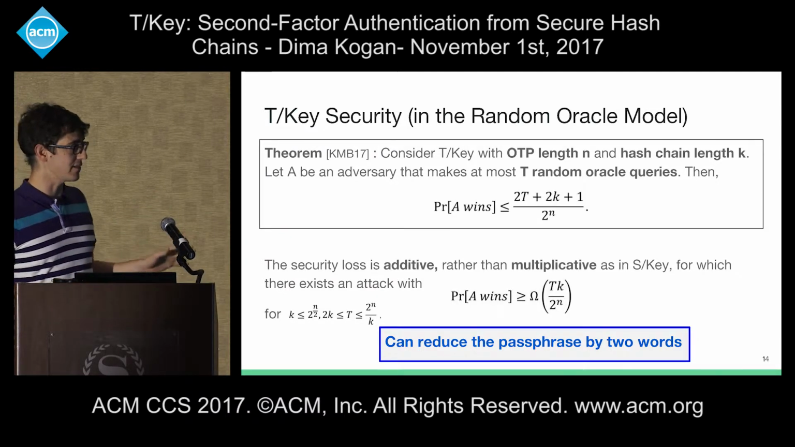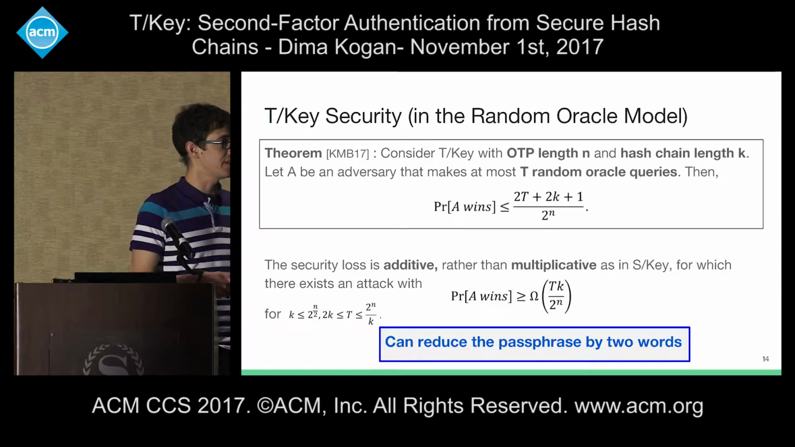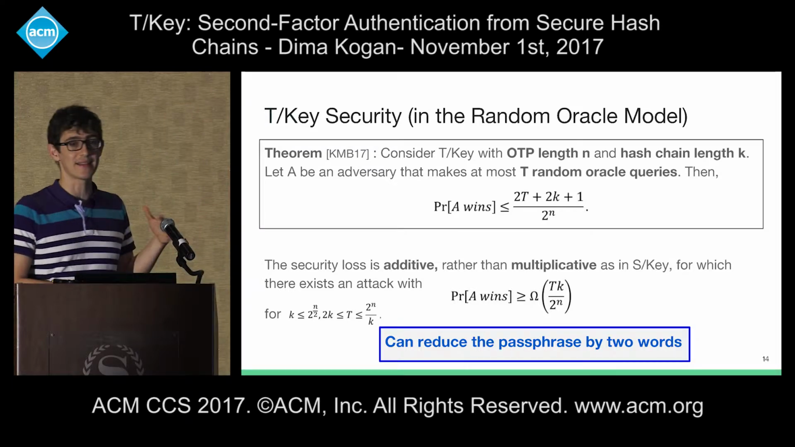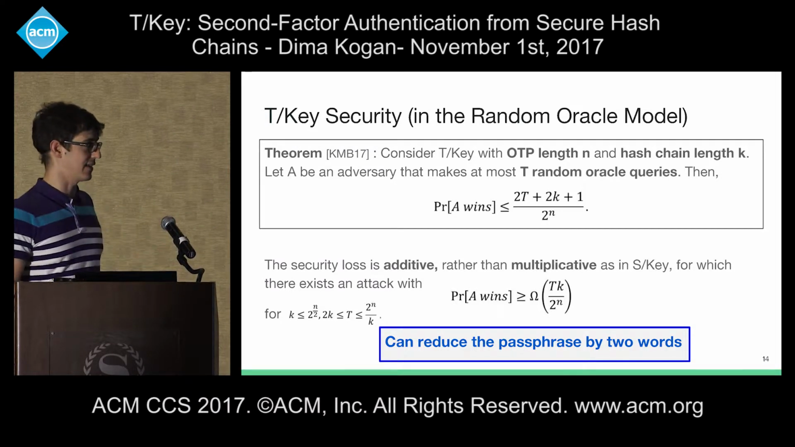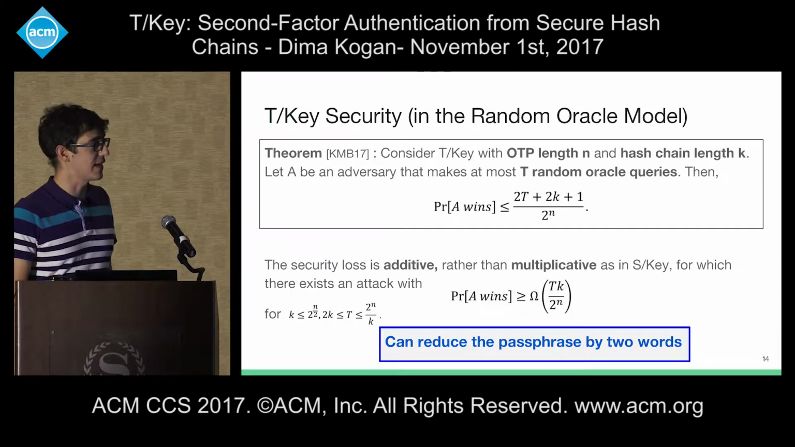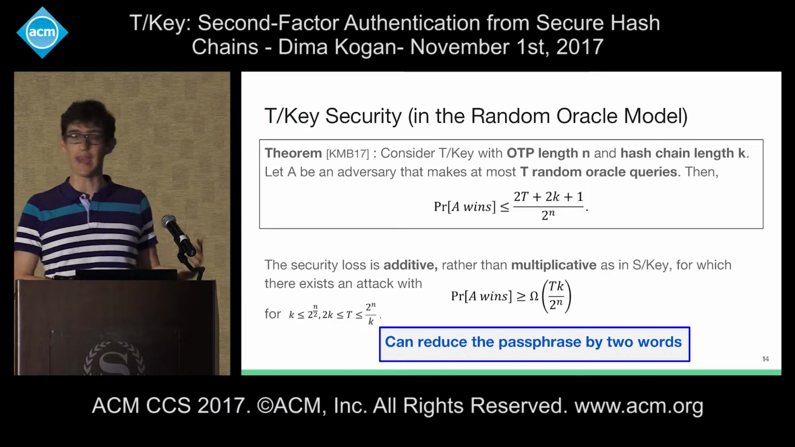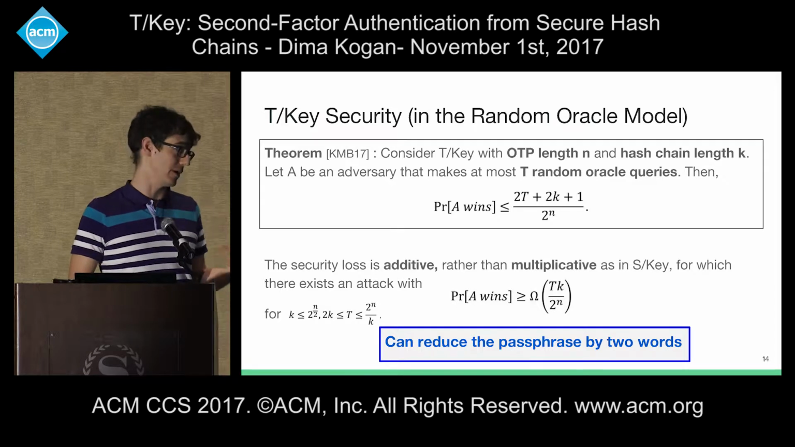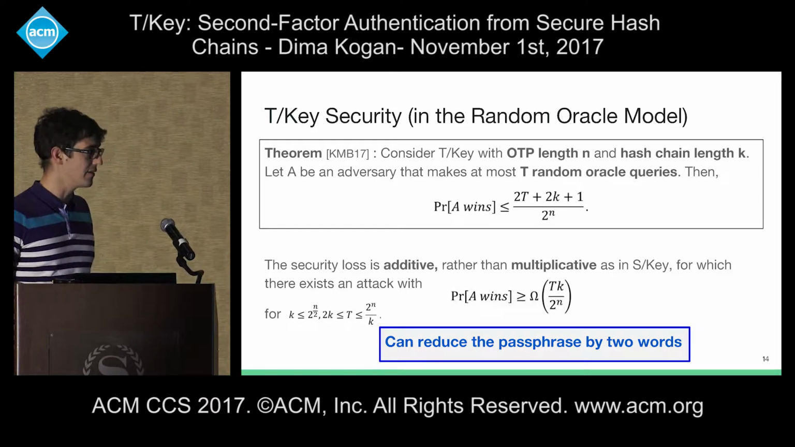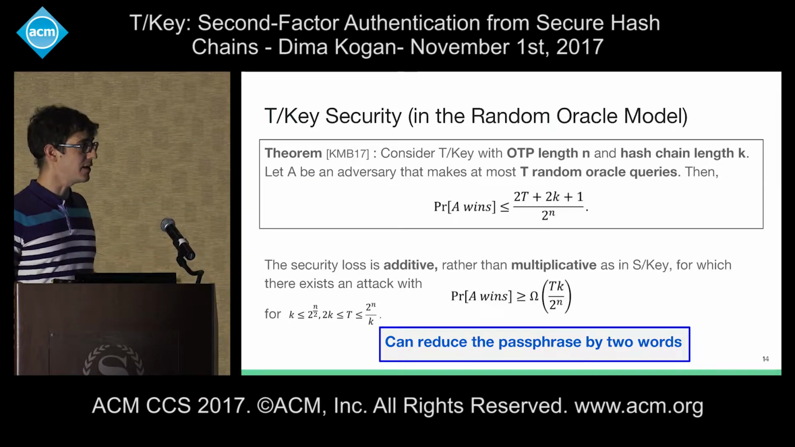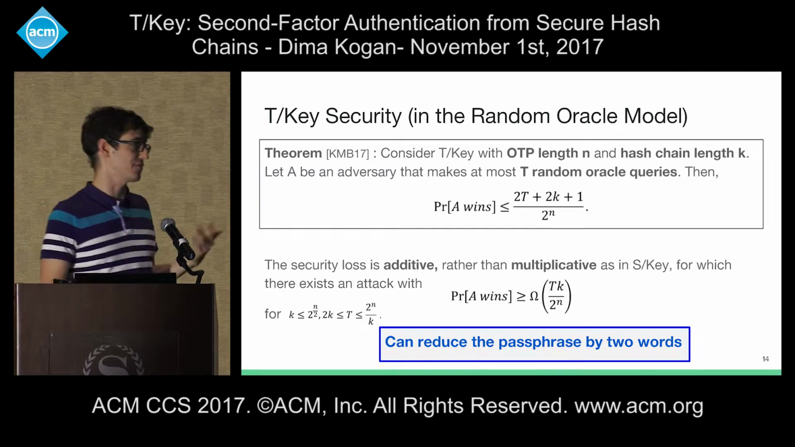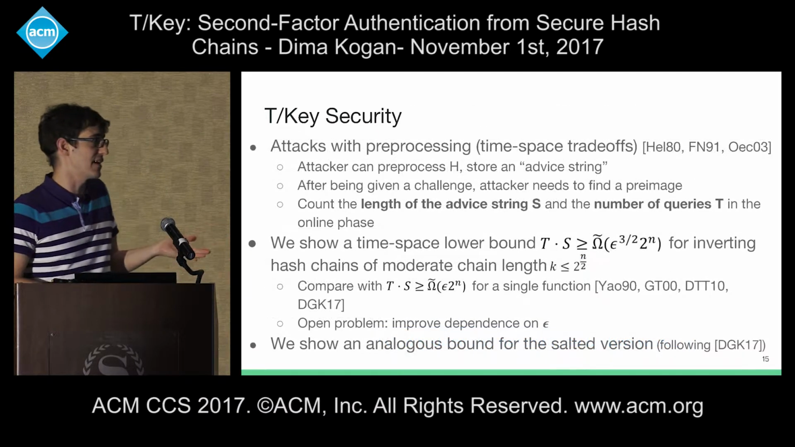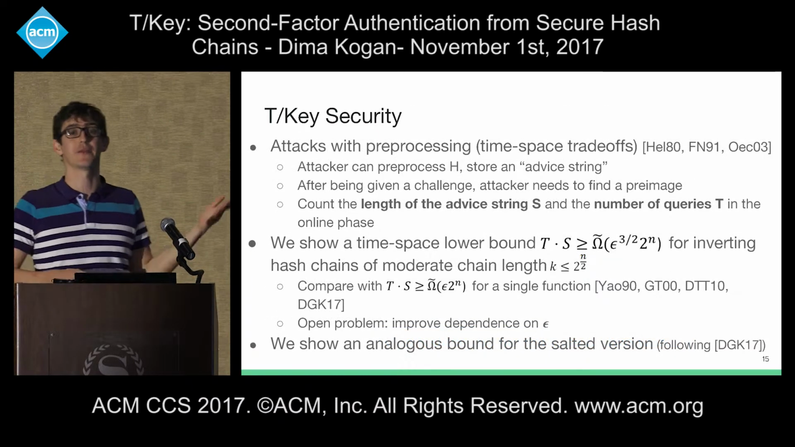To parse that, I think the best way is to compare this expression with the attack that I sketched earlier for the ASCII scheme. And the big difference is that the dependence on the length of the chain k is additive in our scheme versus being multiplicative in the old scheme. And this directly translates into the length of passwords that we allow ourselves to use. Specifically, this saves us 2 words using the ASCII dictionary encoding.